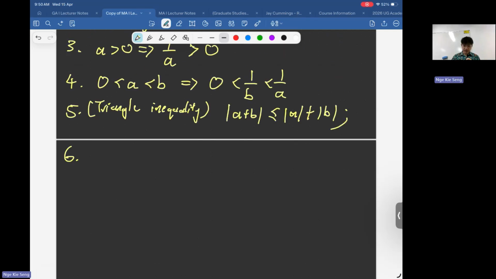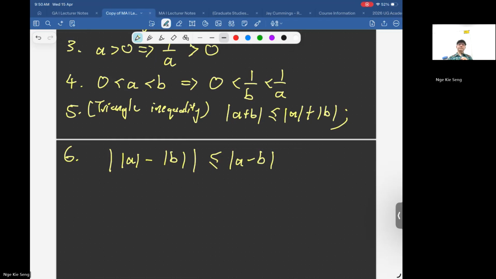And then the other triangle inequality is sometimes called the reverse triangle inequality. So this one is very special. It works in some cases, might be useful. If you take the difference of two lengths here, and then you measure the length again, this should be less than or equal to the length of A minus B. So 6 can be proven by 5.